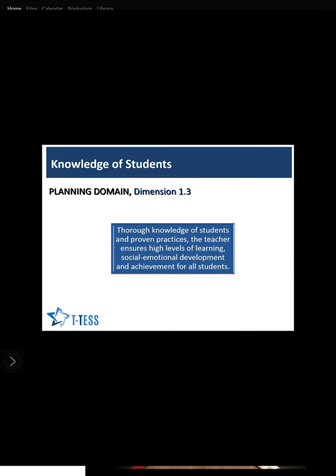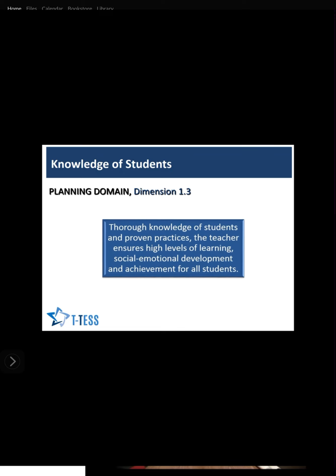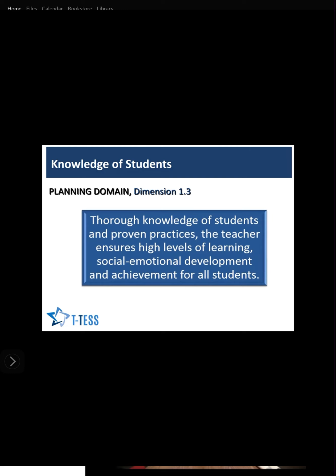Knowledge of students is one of the 4 dimensions in the planning domain. The overall definition reminds us that through knowledge of students and proven practices, the teacher ensures high levels of learning, social emotional development, and achievement for all students.